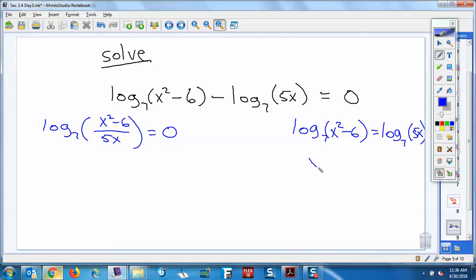So, how you want to say it? If you want to say just drop the logs out, or use the one-to-one property or whatever, just don't say divide both sides by log 7. Okay? Now, what about here? What would you do over here if you were doing it this way?